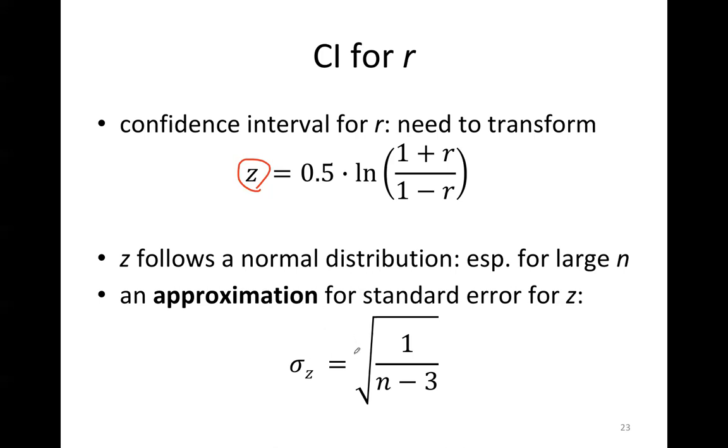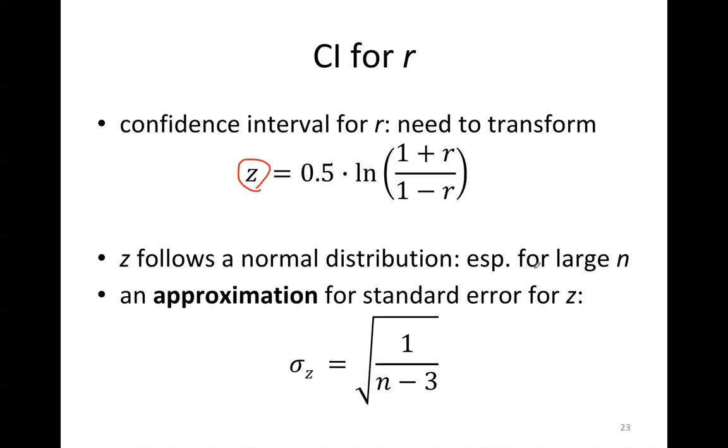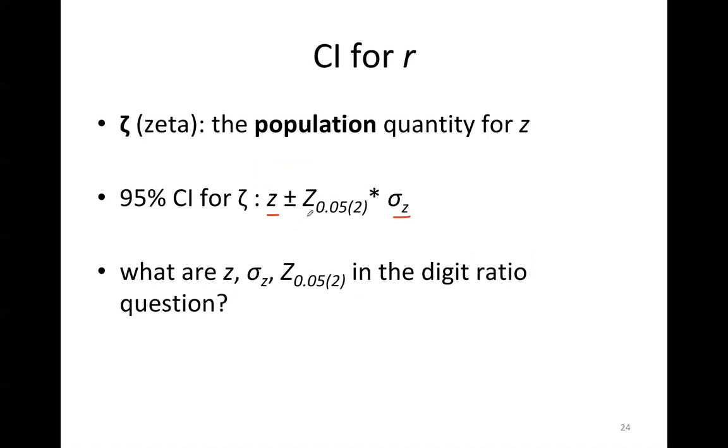People have also come up with an estimate for the standard error of this value, and that's relatively simple: the square root of 1 divided by n minus 3. In our previous case, n was 46, so this would be 43, I guess. That will be an estimate of the standard error of z. Then using this z estimate and the standard error, and the fact that theoretically this value is supposed to follow a normal distribution, we can use the standard normal critical values to construct a 95% confidence interval for zeta.